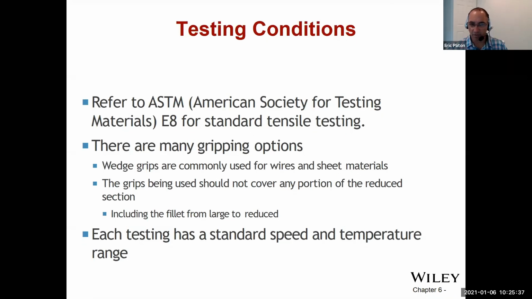And I said this before, the grip should not cover any portion of the reduced section, including the fillet from the area where it's reduced. And each test has a standard speed and temperature range, which is defined in that E8 spec.